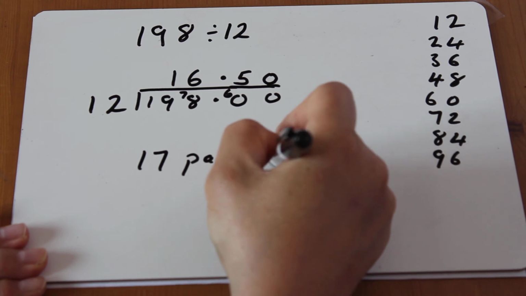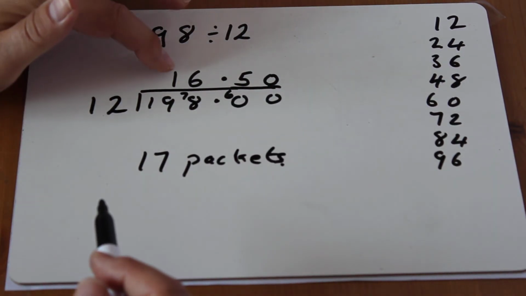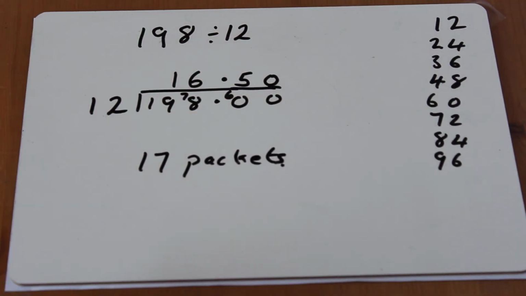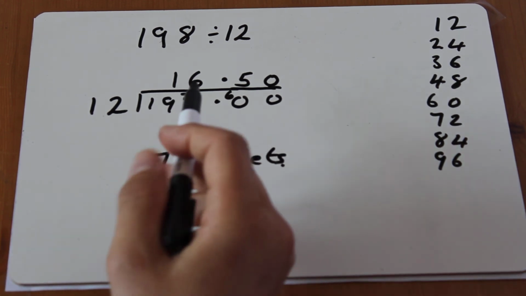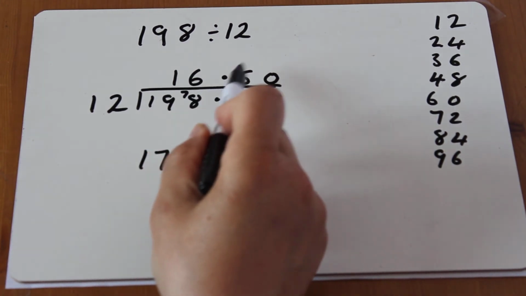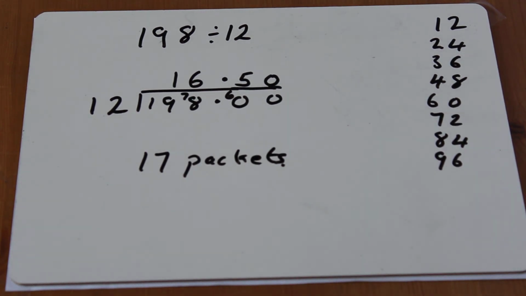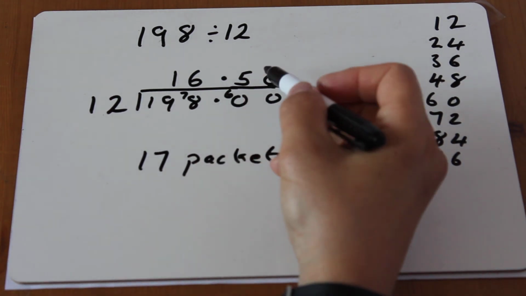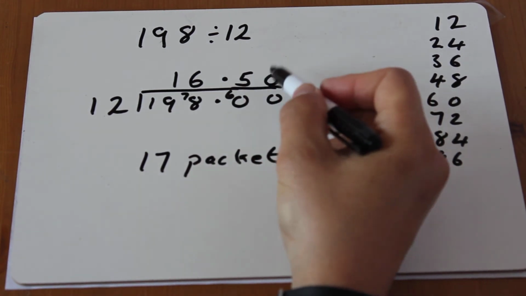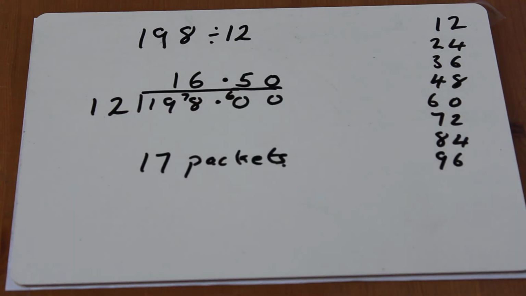He has to go above, because if he buys 16 packets, he's not going to have enough sweets. So he has to go above to make sure. And of course that means he can probably then give the sweets to his friends, or he can take them for himself. So that's how you do division for money. Always try and work it out to 2 numbers after the decimal point. Hope you have fun doing the divisions.